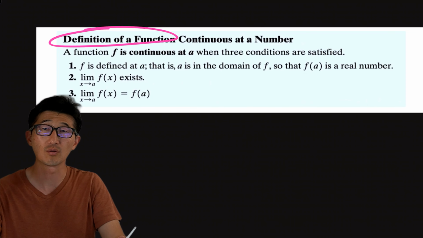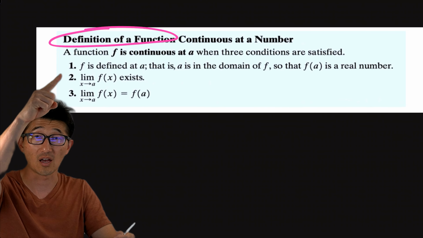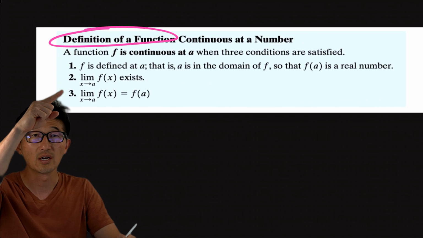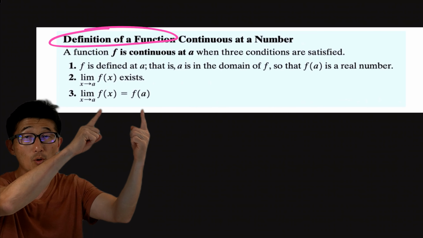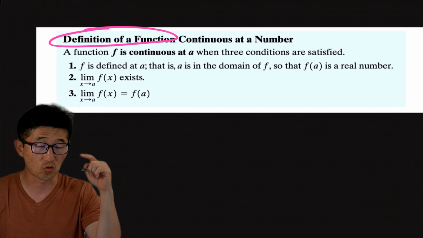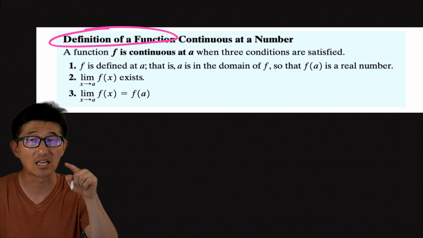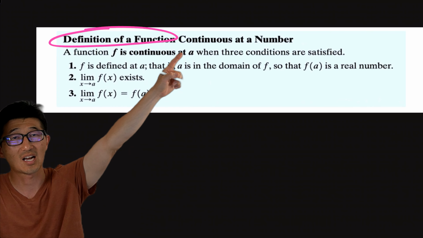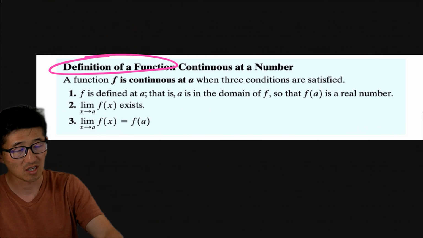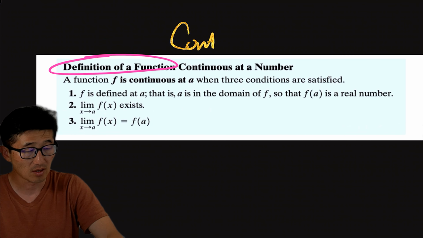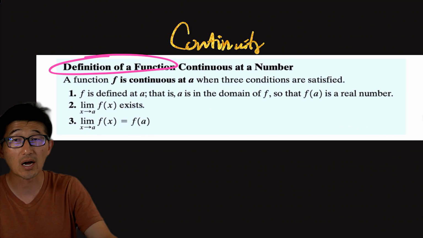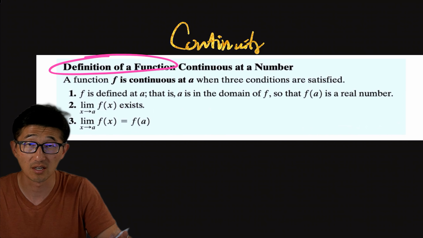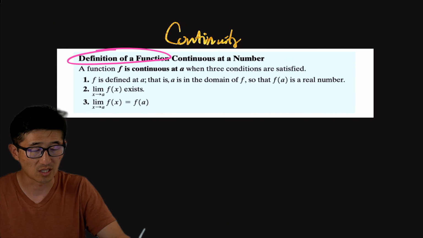You have to say, well, condition number one, f of a exists. Condition number two, the limit exists. Condition number three, both are equal to each other. When the grader sees you make that list, they know you know the definition of what? Continuity, okay? Anyways, it's worthwhile to stop and really understand what's being said here.